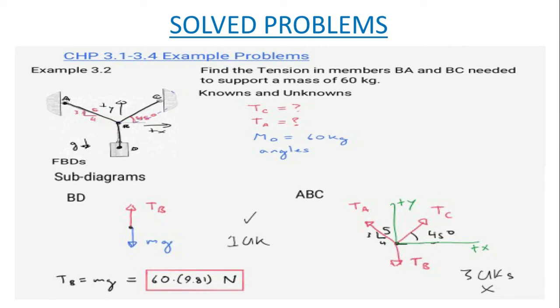Okay, so there is a mass which is placed at point D, and this mass is fixed at point B. The tensions in the members, which can be called cables BA and BC, you need to find. So you call the tensions TC and TA, and the mass is 60 kg. Okay, so a 60 kg mass is there, and how will we solve it?